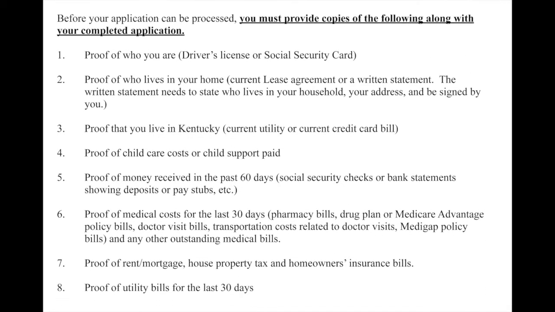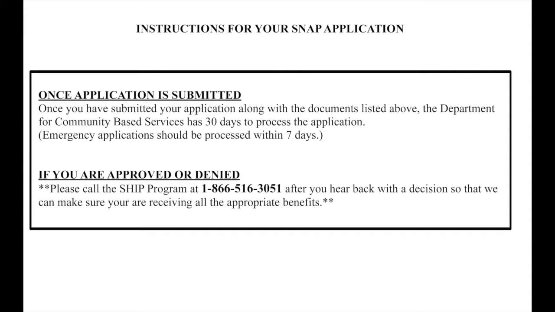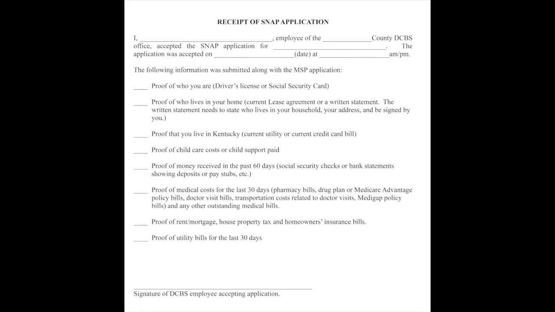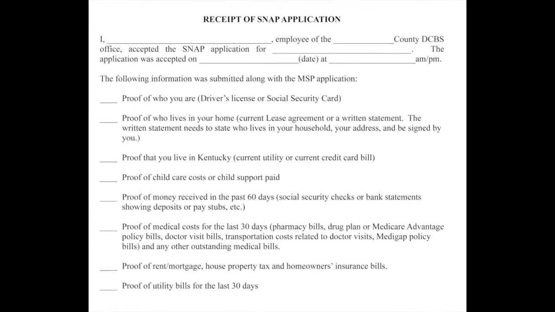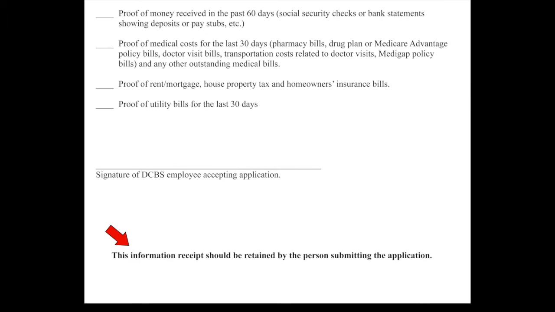You can choose to highlight things that are not applicable because child care cost or child support payment may not be applicable for a lot of the clients we are assisting. The next section tells the client that DCBS office has 30 days to process their application if they have submitted all the documents needed. The last page is the receipt of SNAP application. This is intended for the DCBS office to complete and sign. That way, the client will have proof that they submitted the application and all their supporting documents.